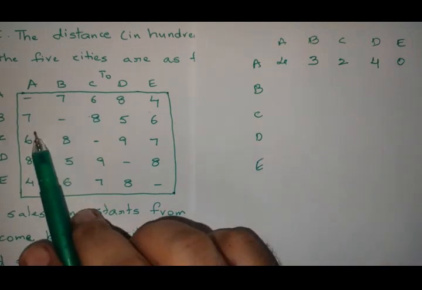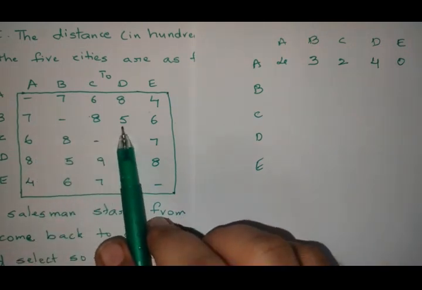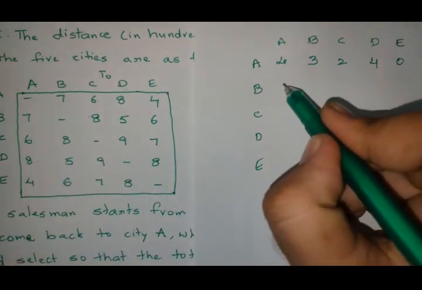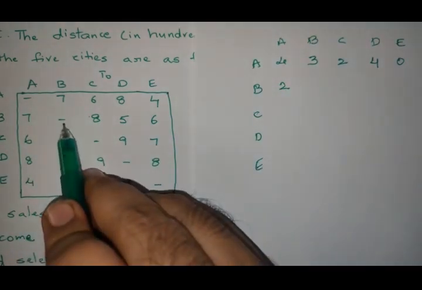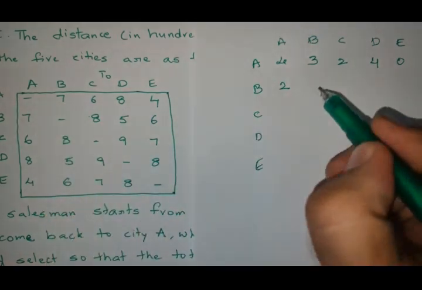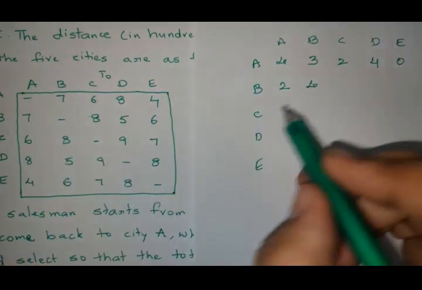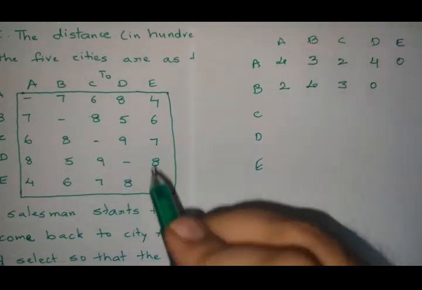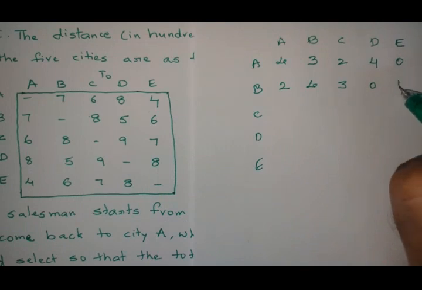Next take the second row. In the second row the minimum value is 5. Subtract 5 from all the 5 values. 7 minus 5, 2. Here it is infinity. Infinity minus 5, infinity. 8 minus 5, 3. 5 minus 5, 0. 6 minus 5, 1.